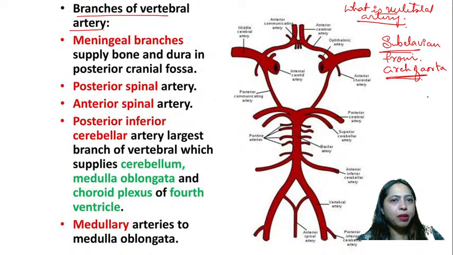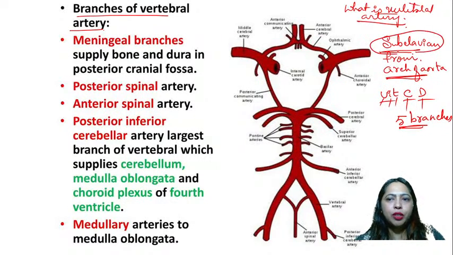It has many branches. You can remember this as VITamin C and D. There are 5 branches of the subclavian artery: 1, 2, 3, 4, 5. We'll talk more about the subclavian artery and all these branches later. But what does this V represent? That is nothing but the vertebral artery.